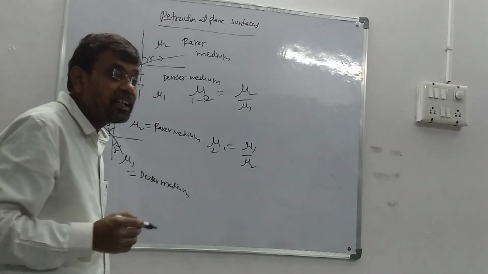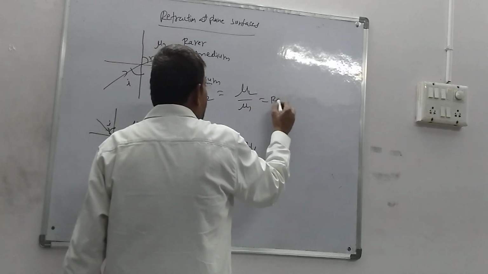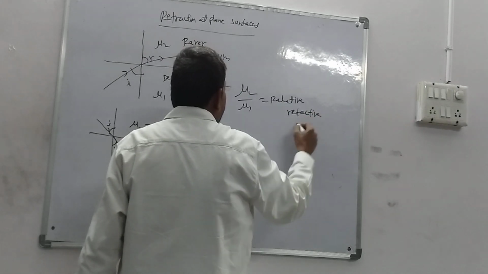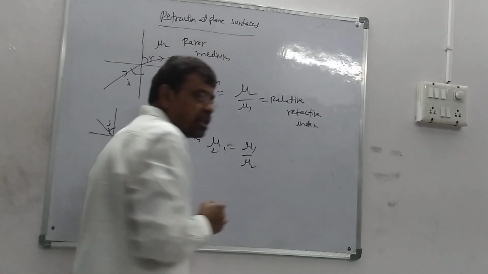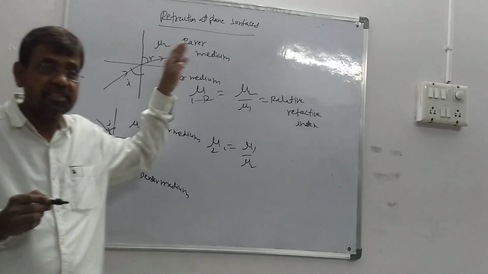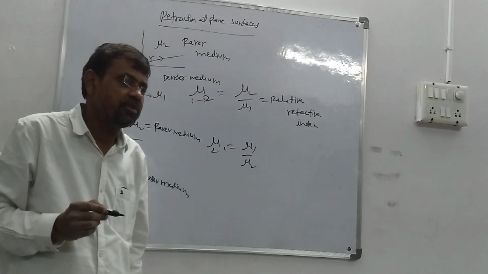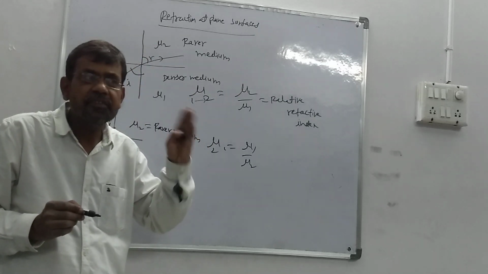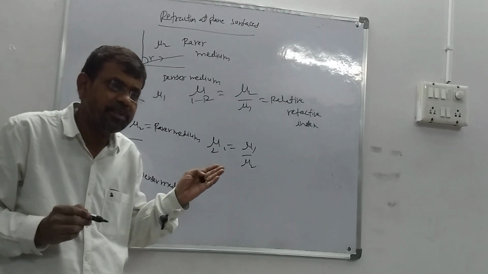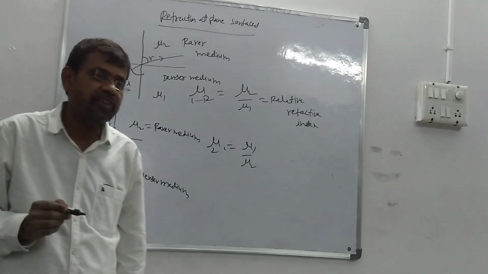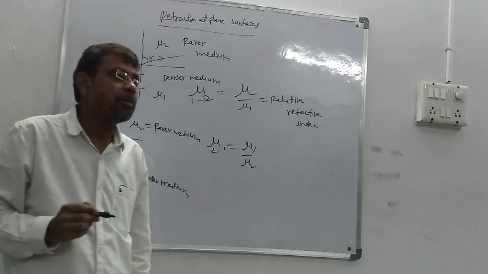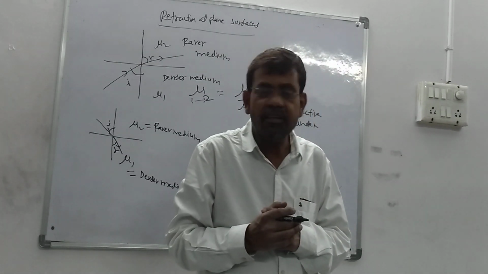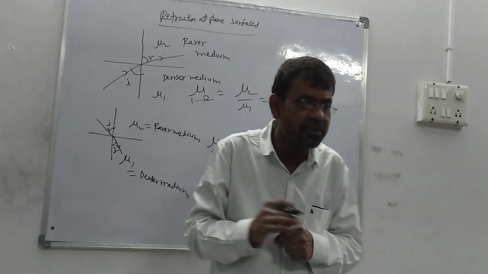So this is called relative refractive index. What is the meaning of relative refractive index? Refractive index of the second medium with respect to first medium, when the beam of light is traveling from first medium to second medium. That is called relative refractive index. What is absolute? We are comparing all refractive indexes with respect to air or vacuum. That is called absolute. This is called relative refractive index.